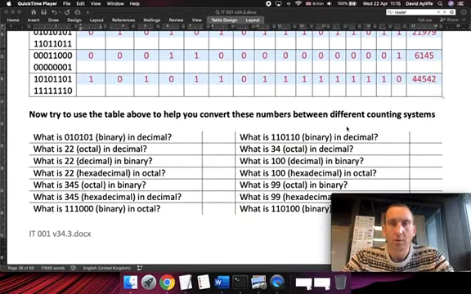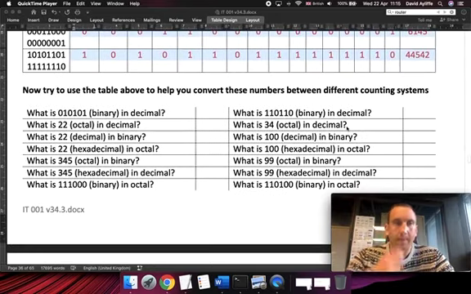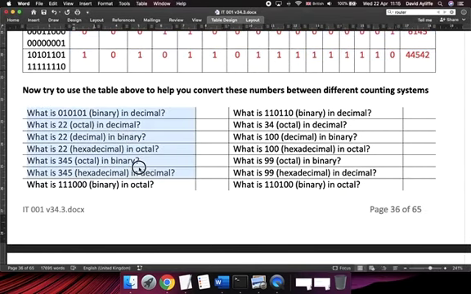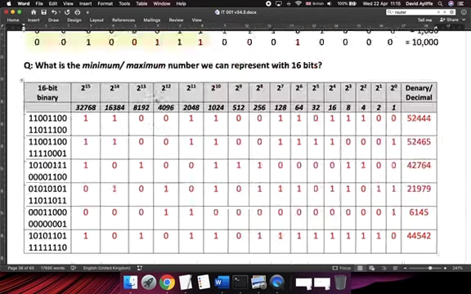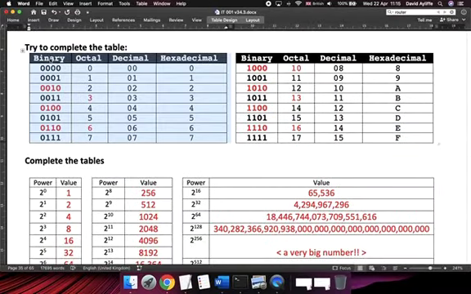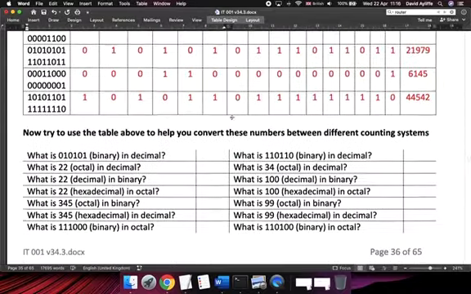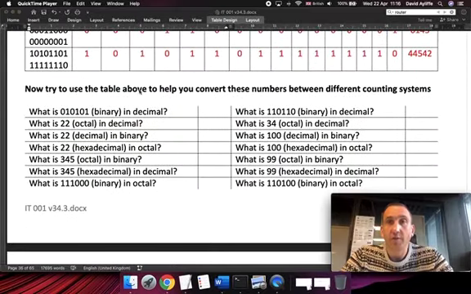Right. Well, hopefully so far so good. Now, this is going to be a challenge. We've got some questions here. Use the table above. Okay, maybe that's not clear. I mean these two tables. Use these tables to try to convert between these different counting systems.